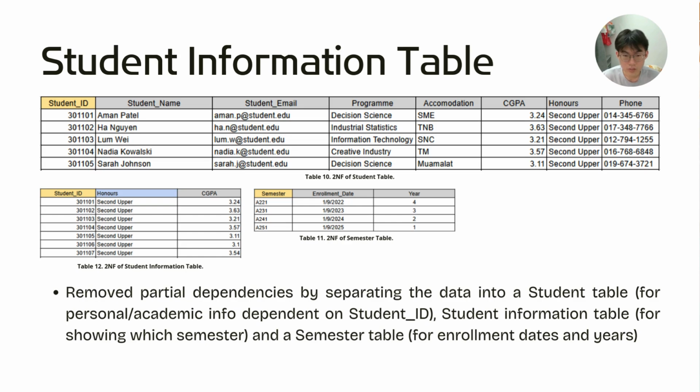And for the student information table, to remove the partial dependency, we're also splitting it into three entities. The first is the student table. It's about the academic info depending on the student ID. And the second is the student information table. It's showing which semester the student is in. And the third is the semester table. It is about the enrollment date and also the year.